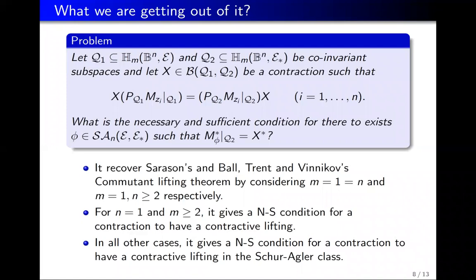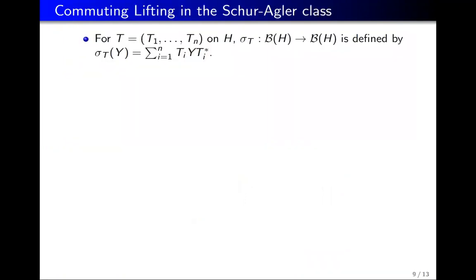Needless to say, in all other cases, when your n and m are not any one of these, then of course it gives you some necessary and sufficient condition for having a lifting in the Schur-Agler class. So that goes without saying. So now let me tell you the theorem which we proved.